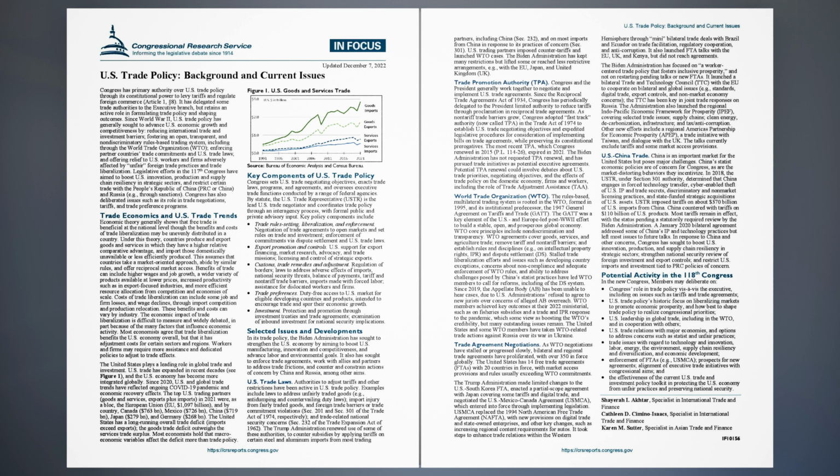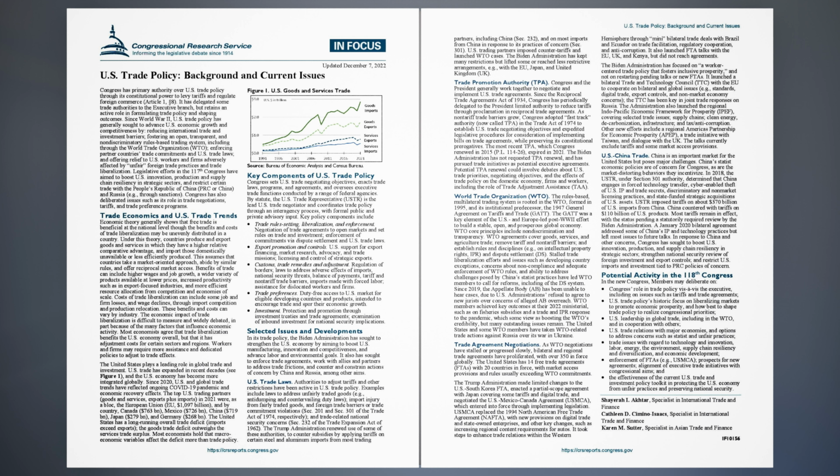with Japan covering some tariffs and digital trade, and negotiated the U.S.-Mexico-Canada Agreement, USMCA, which entered into force through implementing legislation. USMCA replaced the 1994 North American Free Trade Agreement, NAFTA, with new provisions on digital trade and state-owned enterprises, and other key changes, such as increasing regional content requirements for autos.